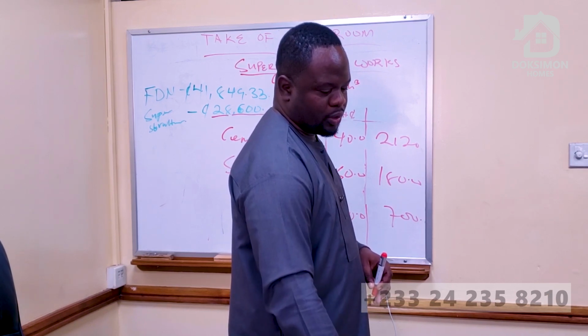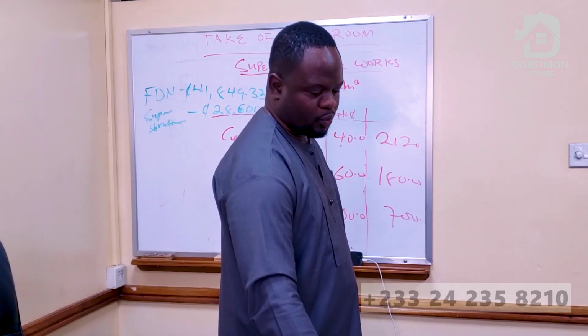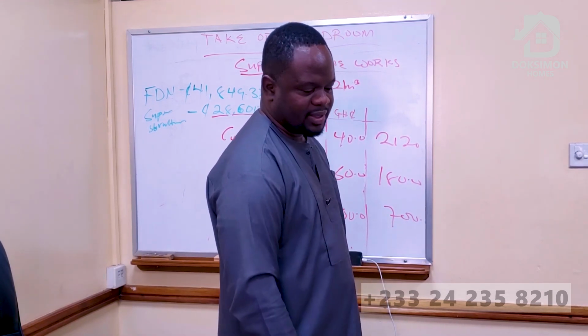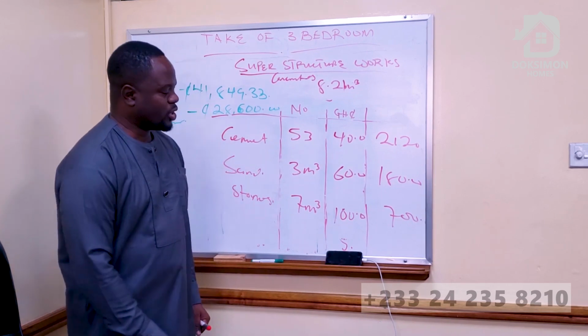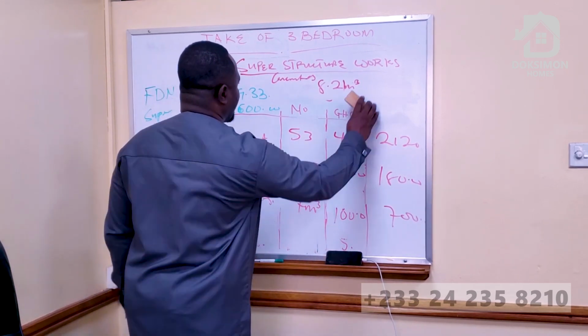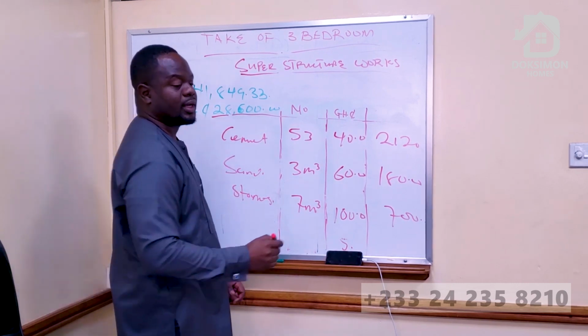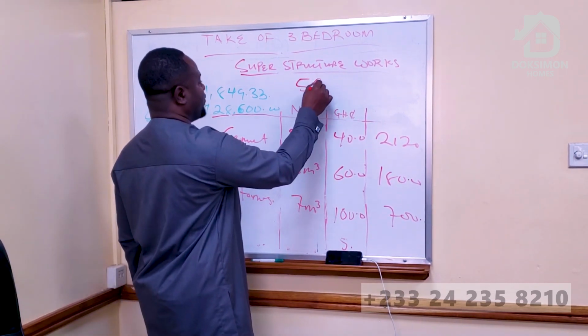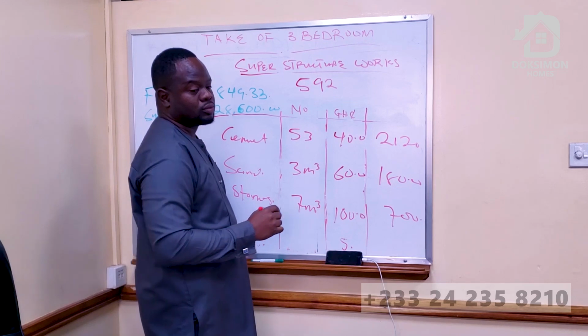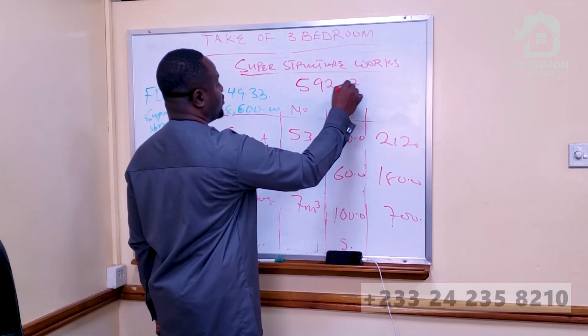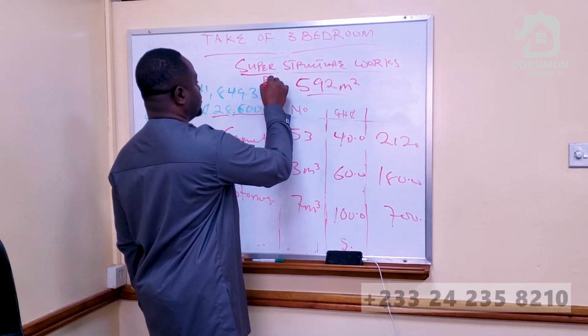Okay, so we're looking at finishes. With finishes, we are looking at painting works. We're starting from painting works. With painting works, we have 592 square meter painting.